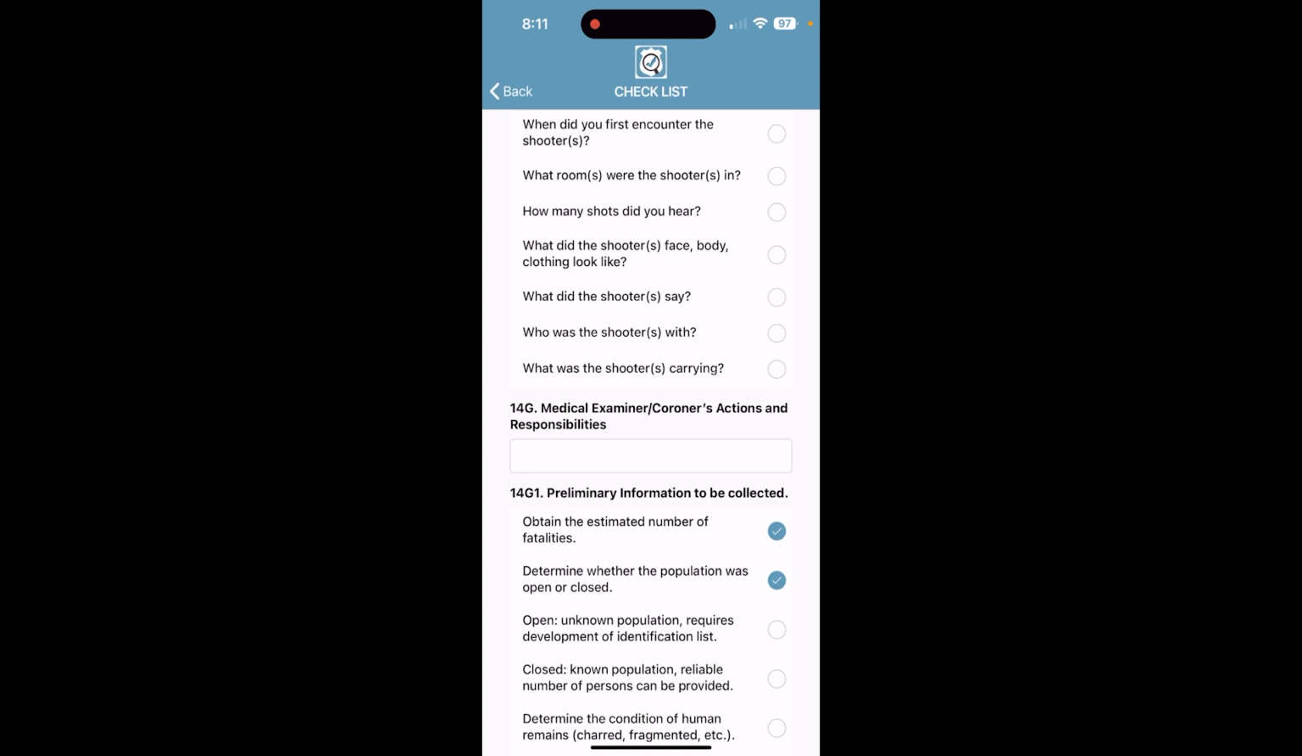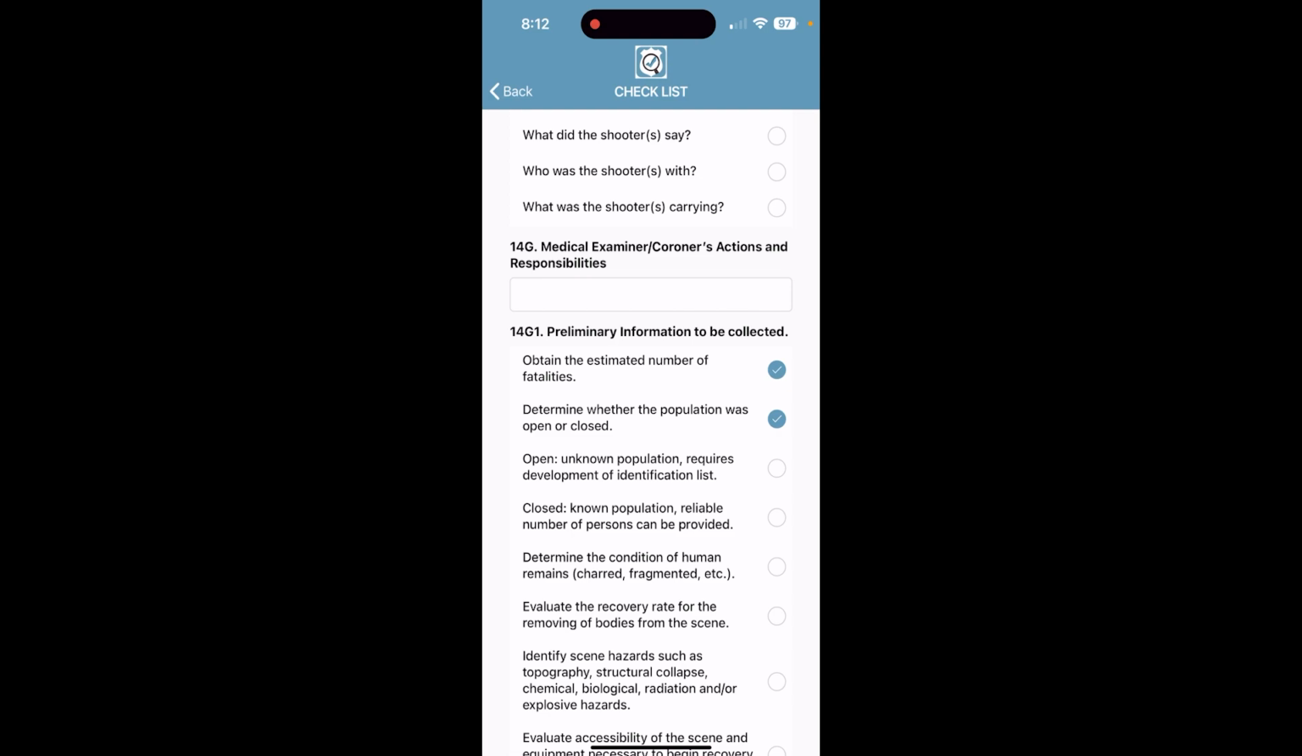The medical examiner / coroner actions and responsibilities. Depending on your jurisdiction, you'll have a medical examiner or a coroner. One or the other, they both have the same responsibility, and that's to deal with the fatalities, to determine the manner, cause, time, and circumstances of the death. So they are responsible for the bodies that are on the scene.